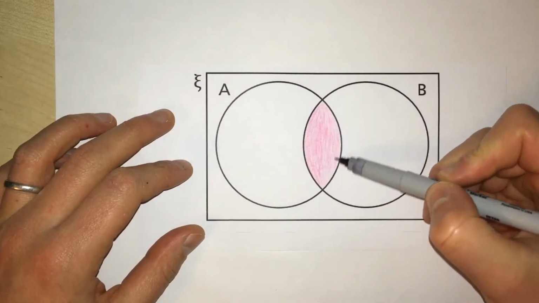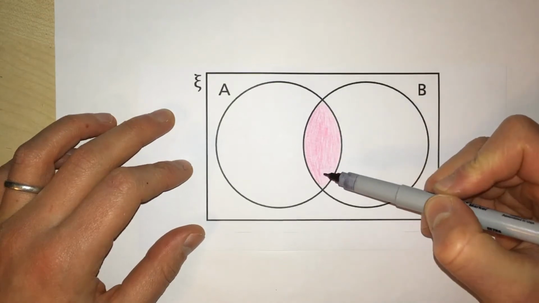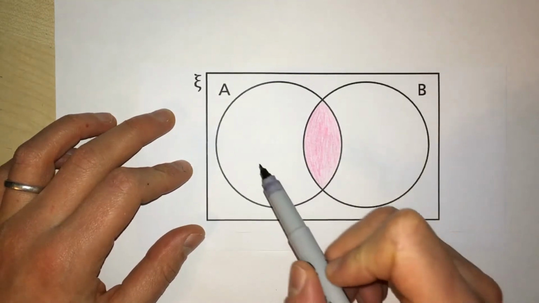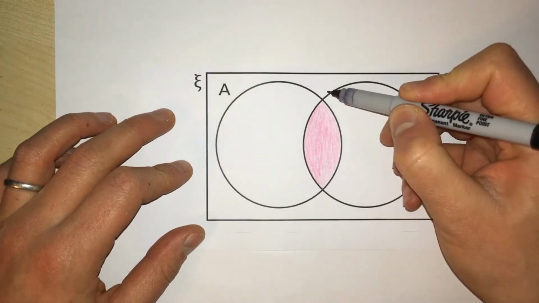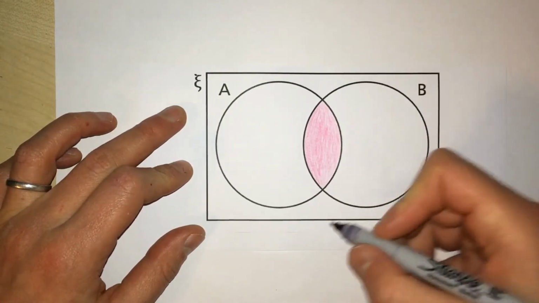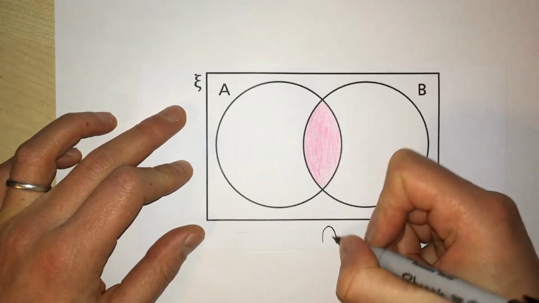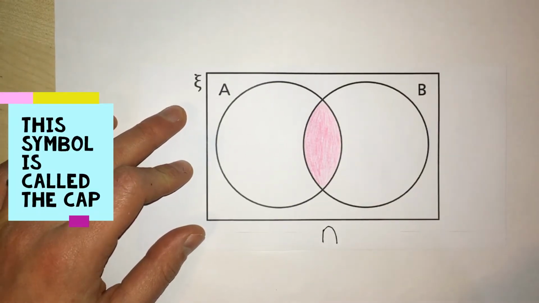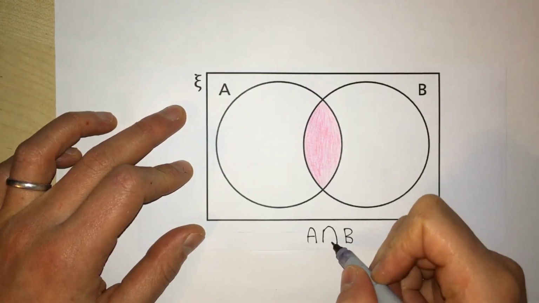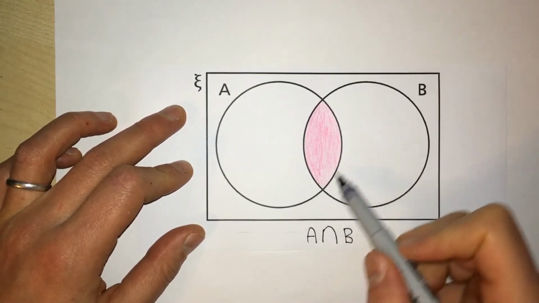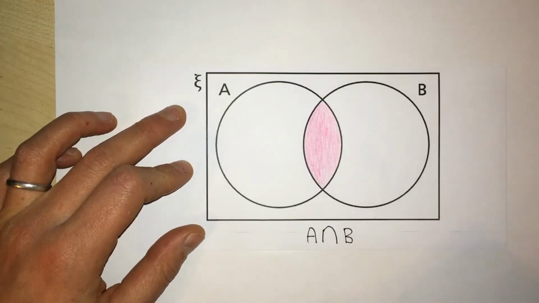Here we have the intersection of sets, the elements that appear in more than one set. The intersection is represented by this symbol. And we often say A ∩ B to represent this intersection. Let's have an example.